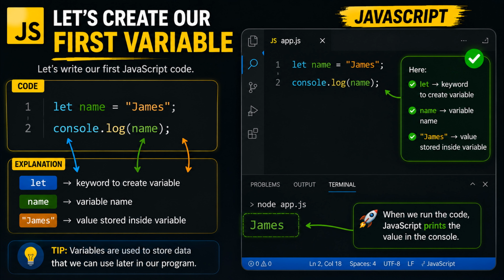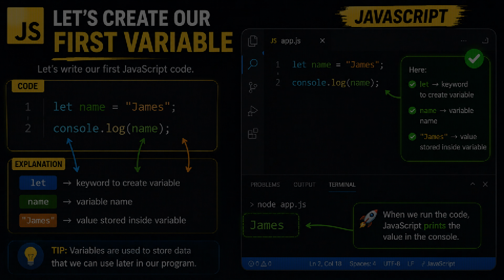Let's create our first variable. let name = "James"; console.log(name). Here, the let keyword is used to create a variable, name is the variable name, and James is the value stored inside the variable. When we run the code, JavaScript prints the value in the console.